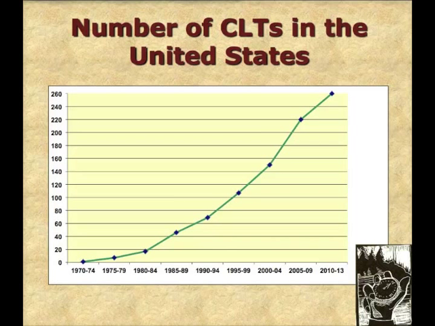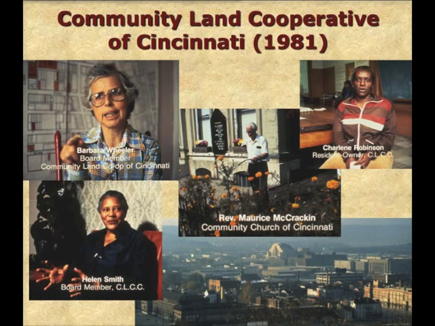There are now over 260 nonprofit corporations in the United States that either call themselves a community land trust or exhibit enough characteristics of the classic CLT that it is fair for us to call them a community land trust. Much of this growth has happened in the last 20 years. As you can see from the graph on your screen, the model itself has not been around very long.